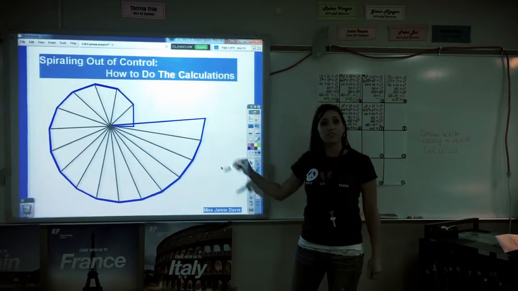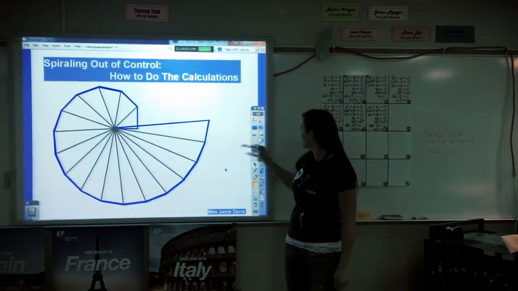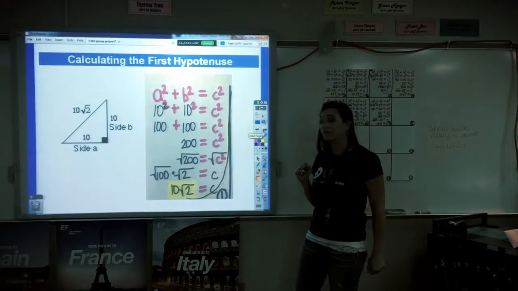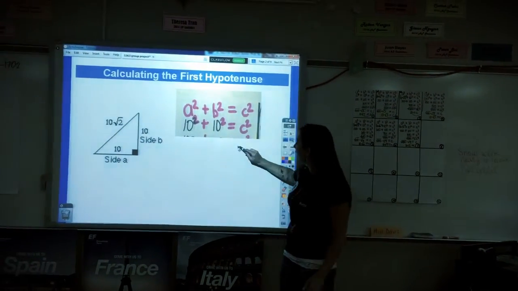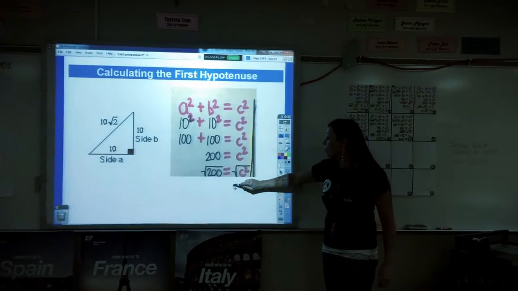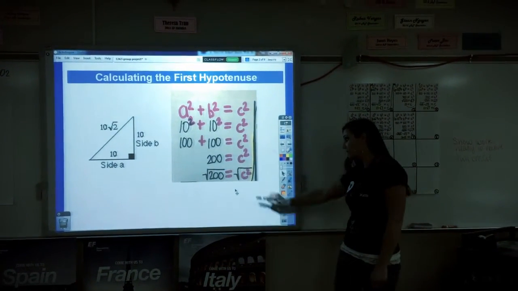Now that you have drawn all 17 triangles, it's time to calculate the hypotenuse for each. To do this, we will use the Pythagorean theorem. You'll put the two 10-centimeter legs in and work through the Pythagorean theorem. When you get to the square root of 200, don't just estimate that.